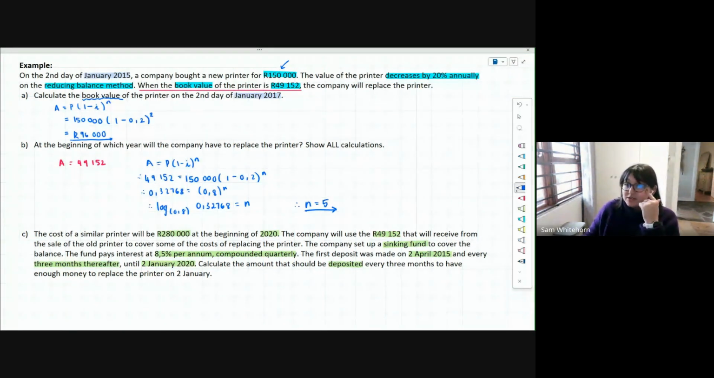The question did in fact ask, and this is why it's so important to read the question, at the beginning of which year? So they bought the printer in 2015. It's 5 years later that we plan on replacing it. So yes, at the beginning of 2020. Thank you for actually reading the question.